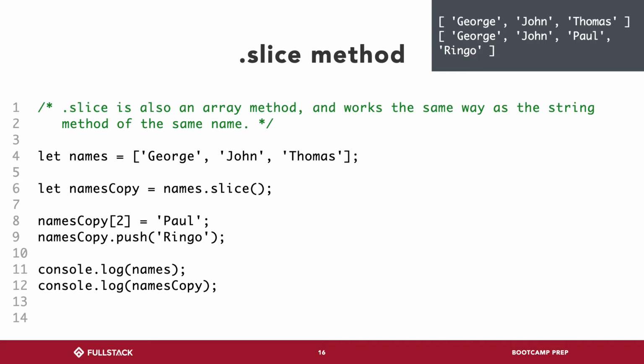Okay, yeah, so this could be useful if you wanted to keep the old thing, but you wanted to push in some value or do something else that mutates the original. So you could say, let names copy is names.slice, don't pass anything into it, because if you give slice no arguments, it starts at the beginning and ends at the end. But we know that it returns a copy. So then if we say names copy at 2 is now going to be equal to Paul, and then we're going to push in Ringo, and we console log names and names copy, we have the original names, George, John, and Thomas, but now we're changing Thomas at index 2 to Paul, and we're pushing in Ringo. Does that make sense?